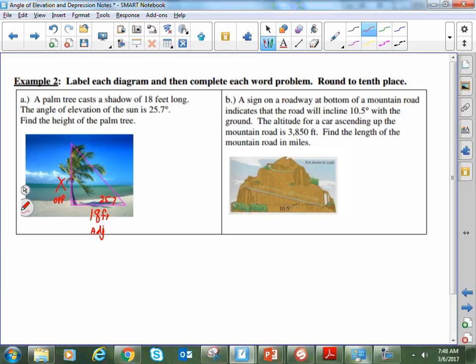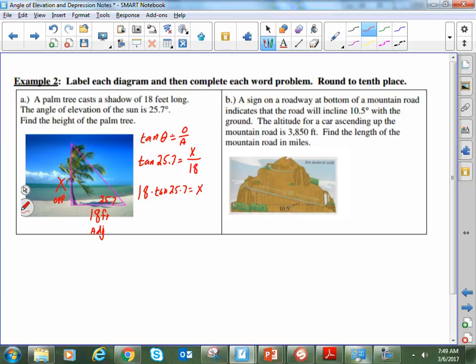So opposite and adjacent says to use tangent. So I'm going to say tangent of my angle is equal to the opposite side over the adjacent side. And in this case, we'll say tangent of 25.7 is equal to the opposite side, which I called x, and the adjacent side, which is 18. So solving for x, I'm going to get 18 multiplied by the tangent of 25.7 is equal to x.